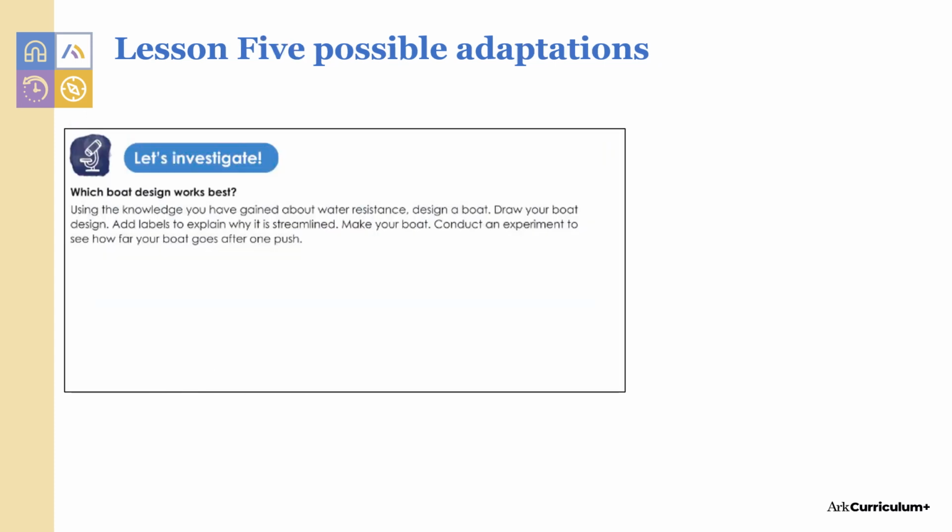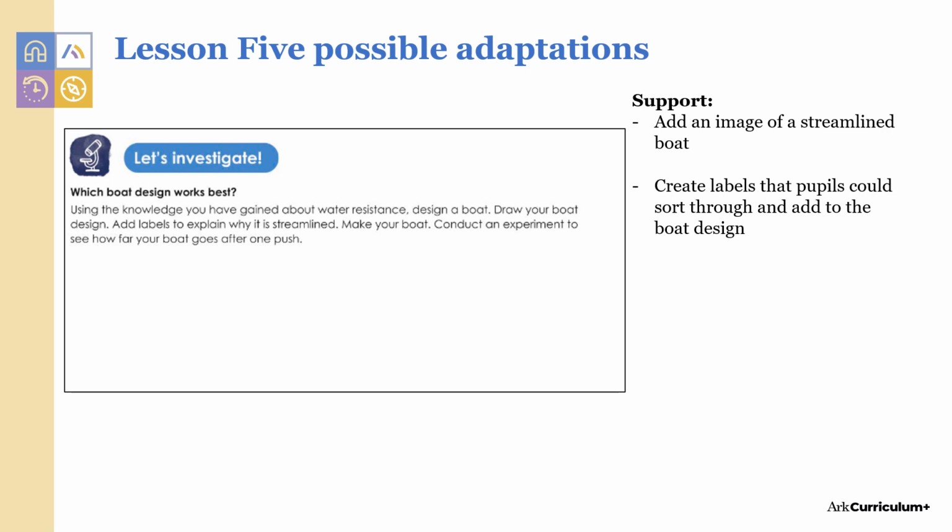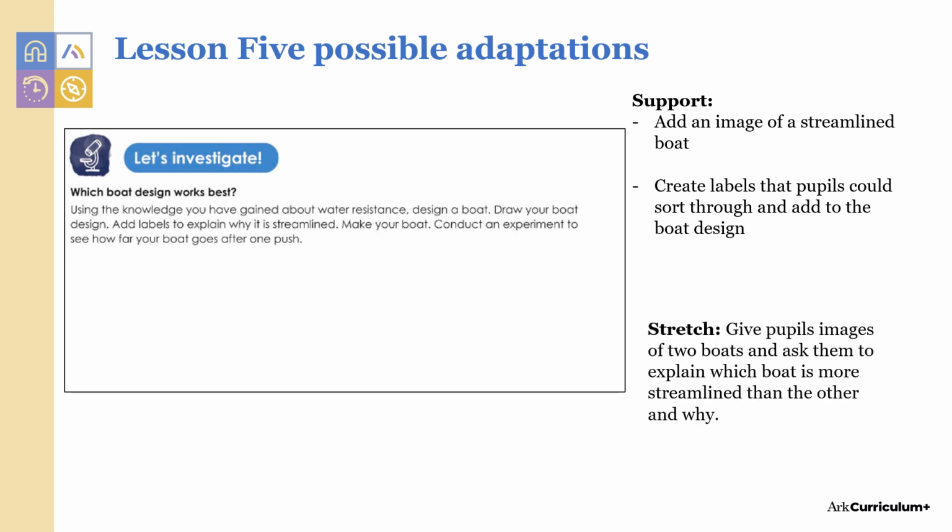In this activity, pupils are asked to design and create a boat in an investigation about water resistance. To support pupils, you could add an image of a streamlined boat and create labels that pupils could sort through and add to the boat design. Stretch pupils by giving them images of two boats and asking them to explain which boat is more streamlined than the other and why.